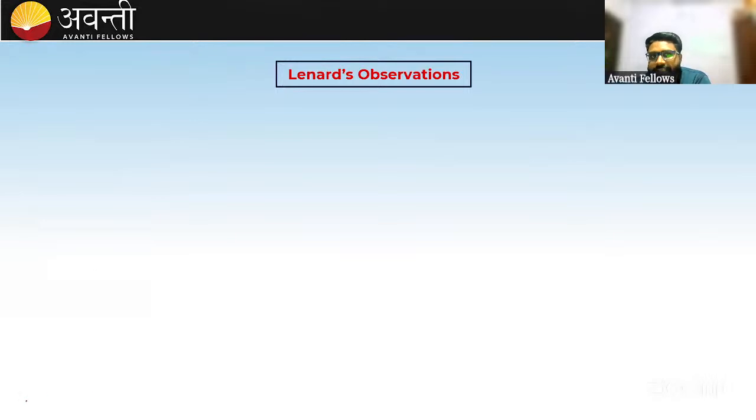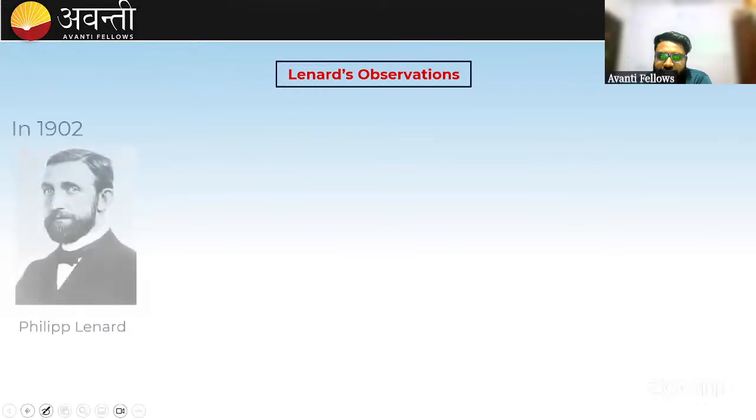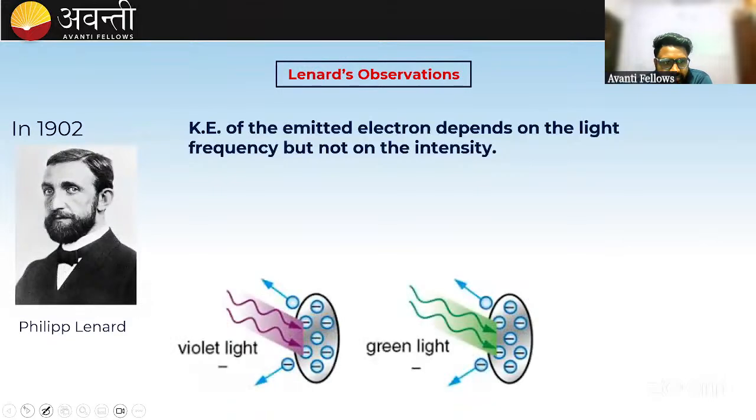Now, specifically Lenard's observation. The photoelectric effect that we study basically started with this, Lenard and Heinrich Hertz's observation. Basically these two physicists did the experiment on the photoelectric effect and gave some conclusions or observations. This is Philip Lenard. So first of all, the first conclusion is that the kinetic energy of the emitted electron depends on the light frequency, but not on the intensity.